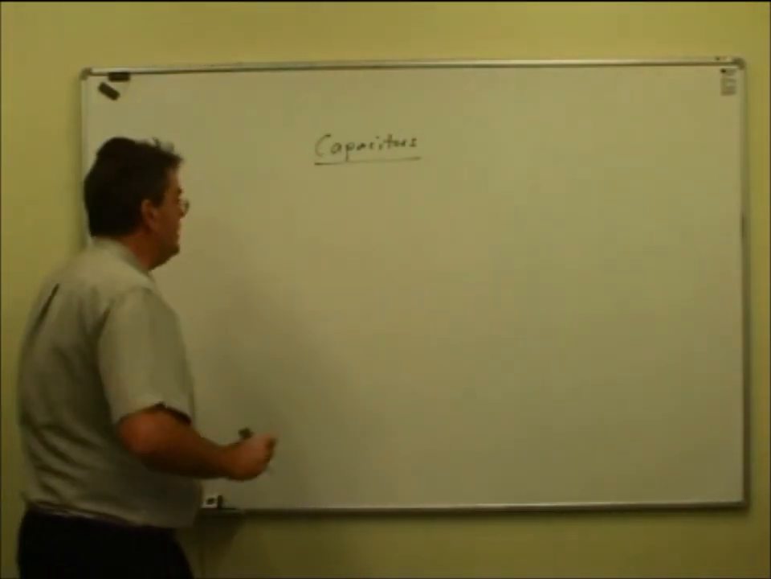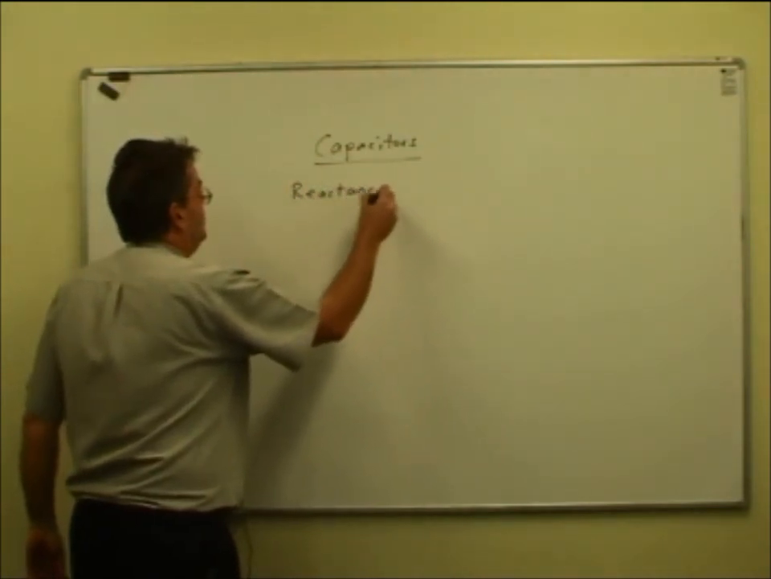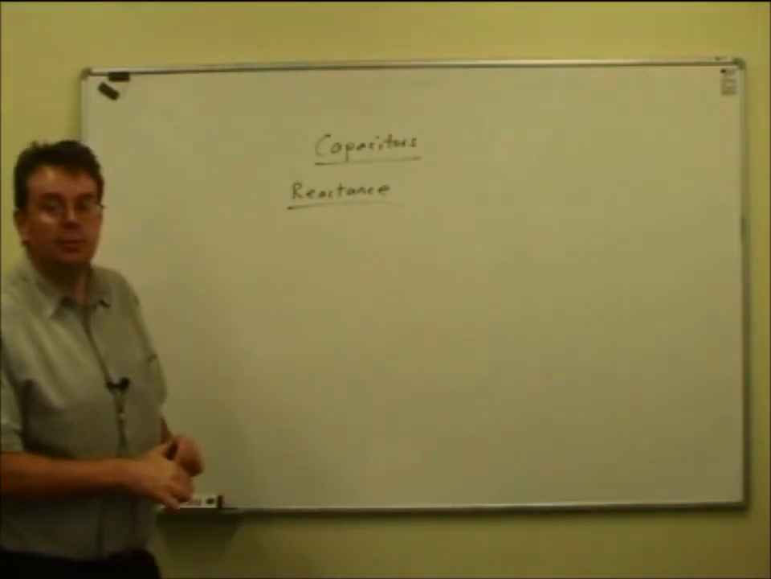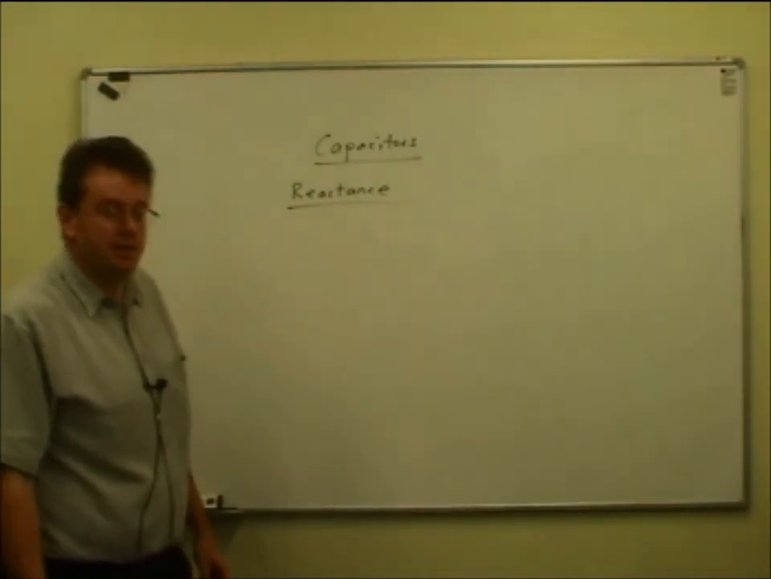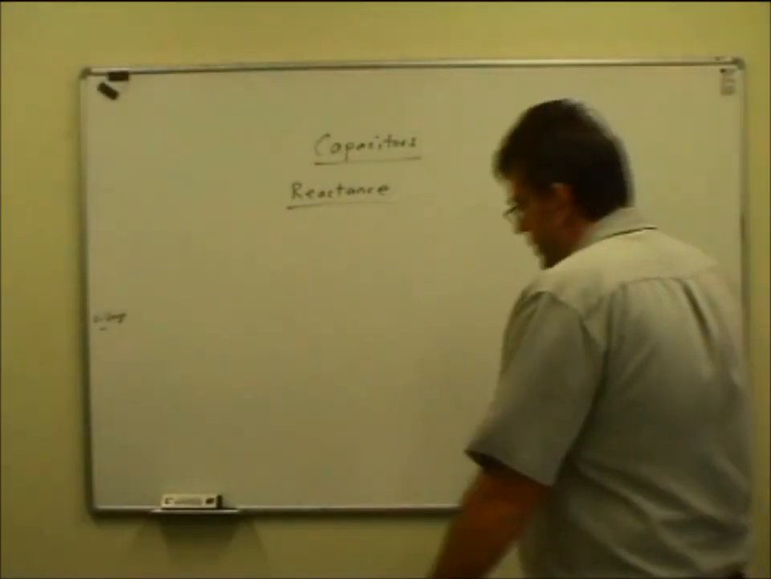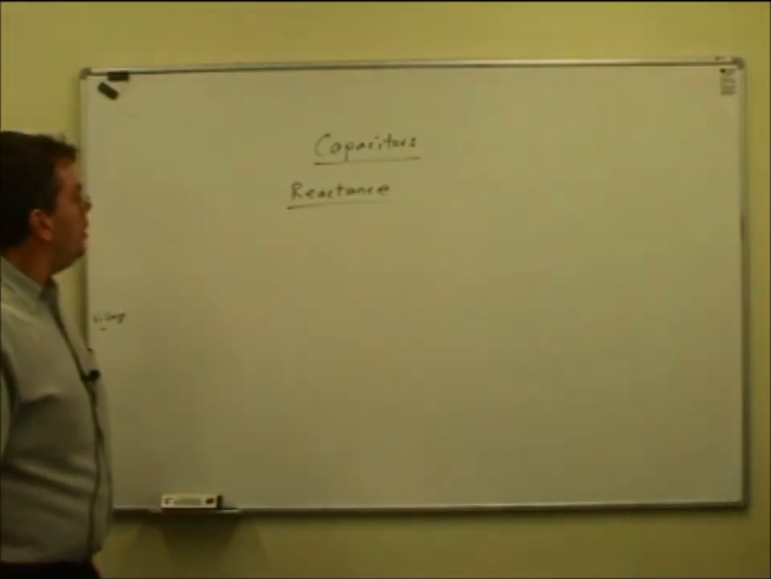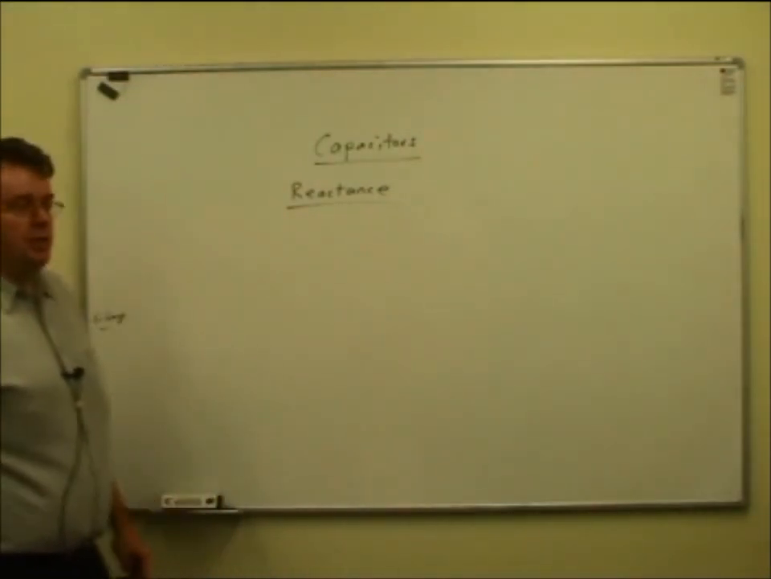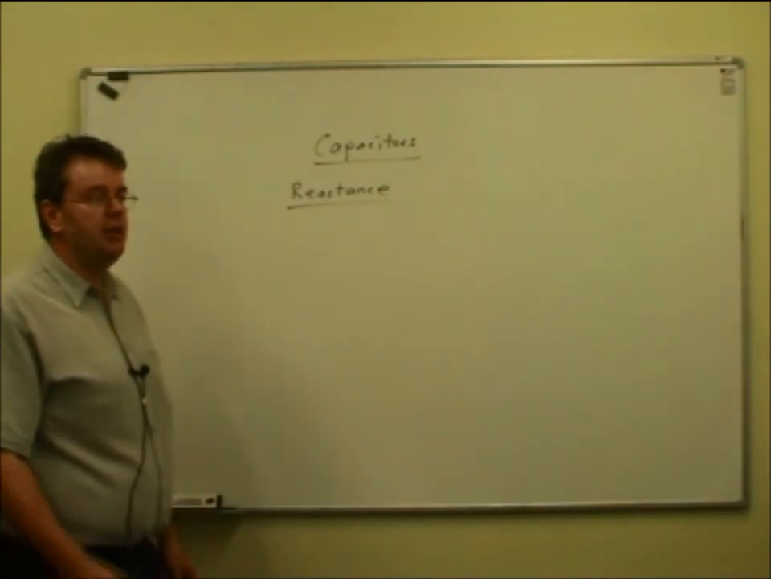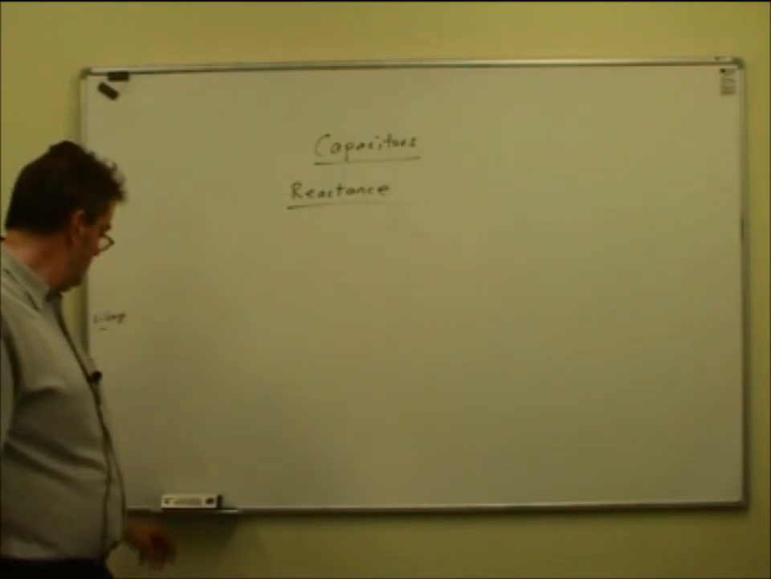Right, next thing I want to talk about is reactance. Nearly finished capacitors. Talk about reactance and then we'll talk about particular types of capacitors. Reactance is all about how capacitors behave in alternating current circuits. That's where capacitors start to get interesting, where they do the things we're really interested in electronics and radio, in a dynamic, changing situation. We've got varying voltages applied to the capacitor.